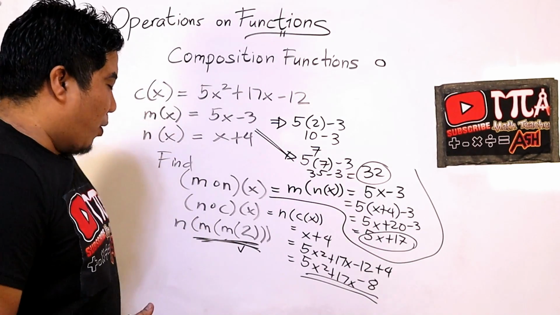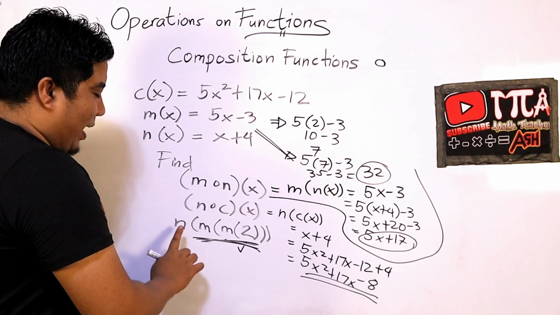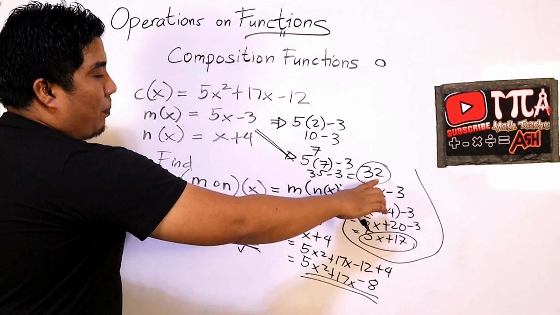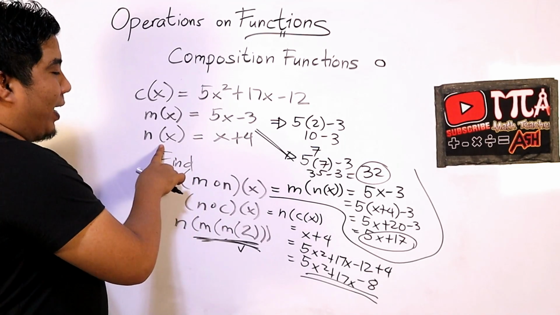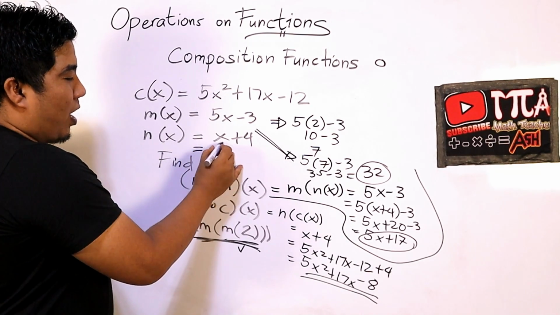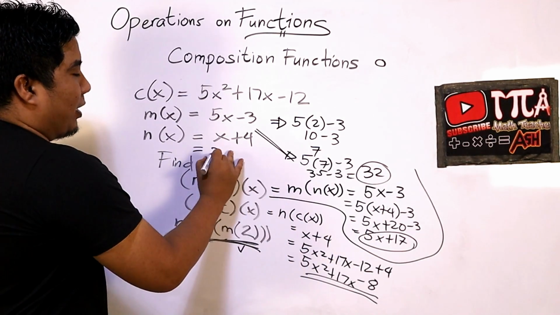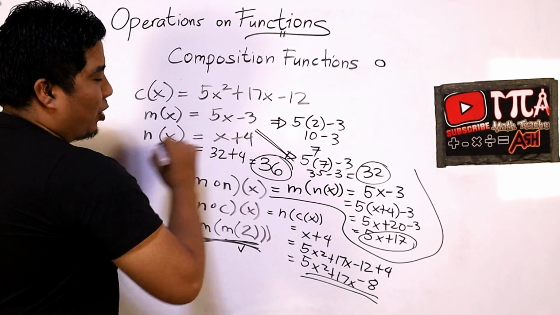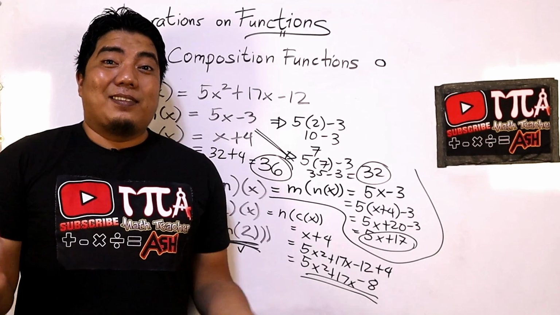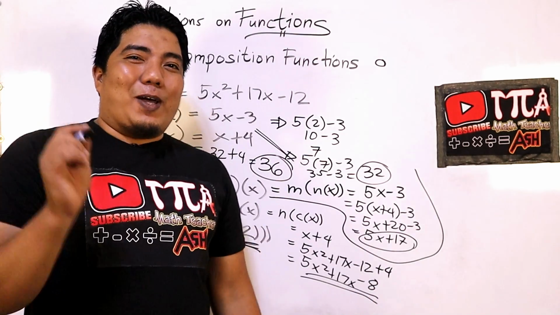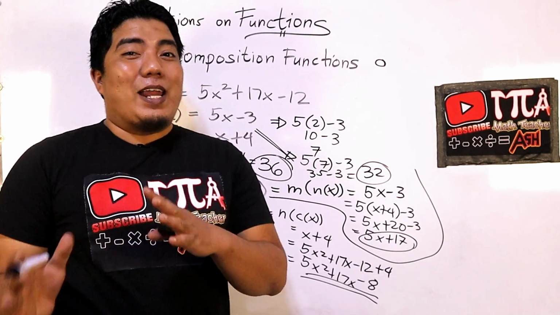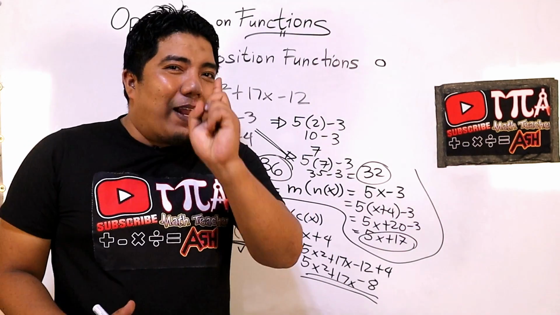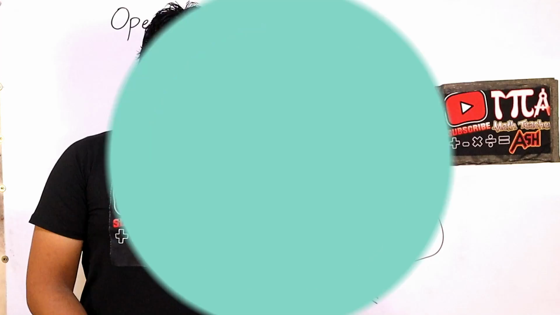Easy, right? Now, for our final solution, we have n of x. Our value 32 will be input in our n of x, so our x here will become 32, so that is 32 plus 4, and the final answer is 36. Easy, right? So I hope you got this, my dear math learners, on how to apply the composition in different scenarios. Now let us have one more example.